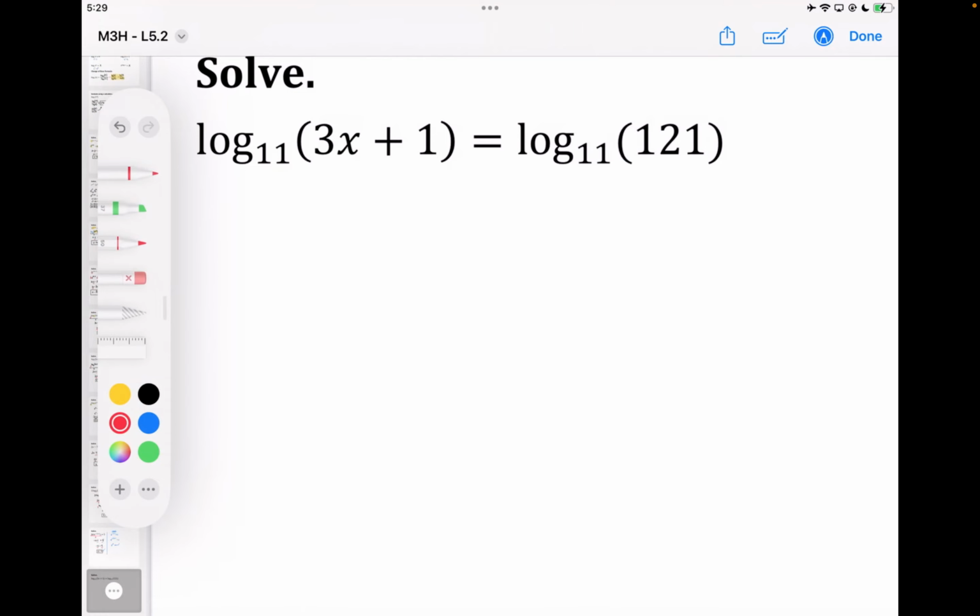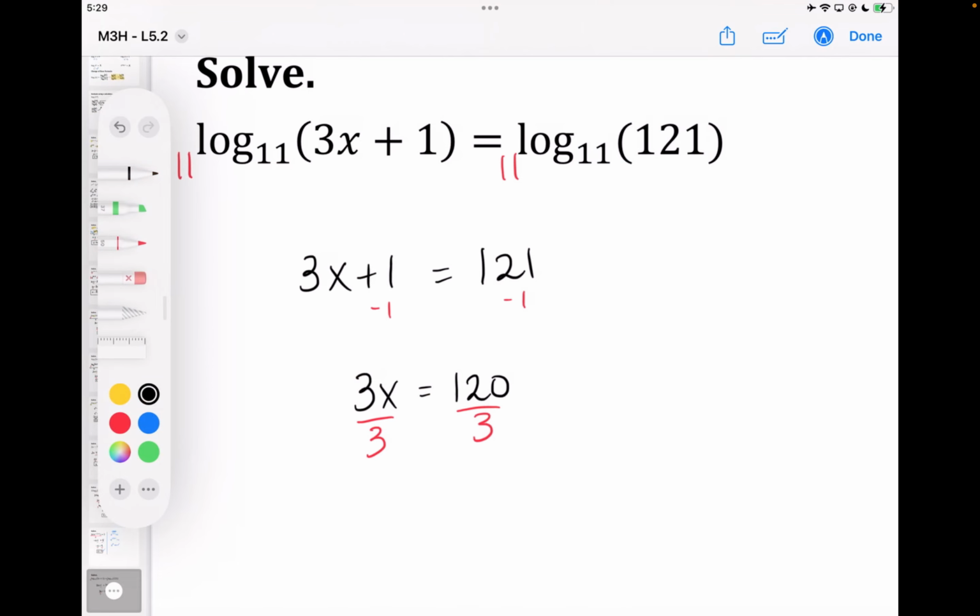This one's fairly easy. It's a log on both sides. If you exponentiate both sides, both sides end up with inverses that undo each other, so you're left with just the argument. So 3x plus 1 equals 121. And then I could subtract 1 from both sides. And then divide by 3. So that one's a pretty easy one. I like it when there's a log on both sides. So I've got x is equal to 40.